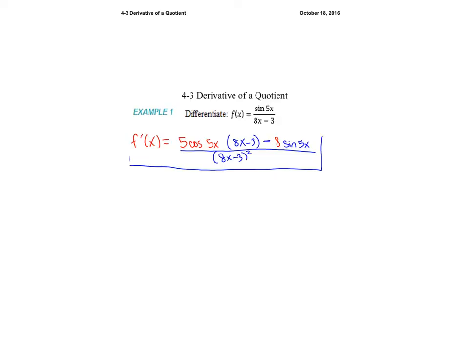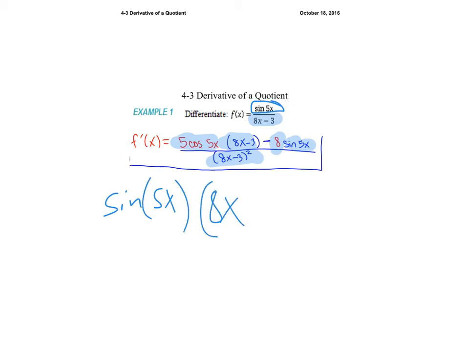Here's an example. So let's do this example. The derivative of the top would just be cosine of 5x times 5 because of the chain rule. Let me use a highlighter. So that's the derivative of the top times the bottom, and then minus the derivative of the bottom, which is just 8 times the top, divided by the bottom squared. Now, what else you could have probably done is just use the product rule, if you would have treated it like sine of 5x times (8x minus 3) to the negative 1.